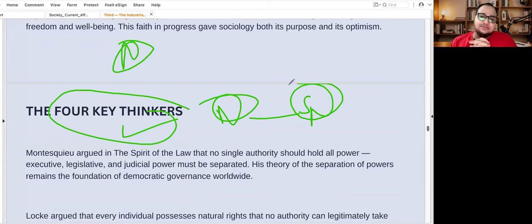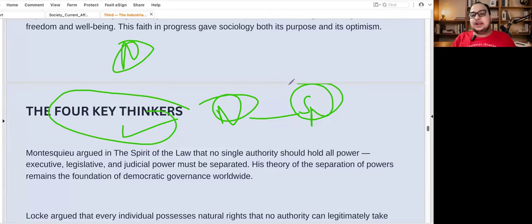Now, there is a saying, power corrupts, absolute power corrupts absolutely. If you are giving all the power to one person, he will usurp the power. The freedom of people will be curbed. So Montesquieu said that we should have separation of power. Certain powers for the executive, for the legislative, for the judiciary, and they should be independent in their own functioning.